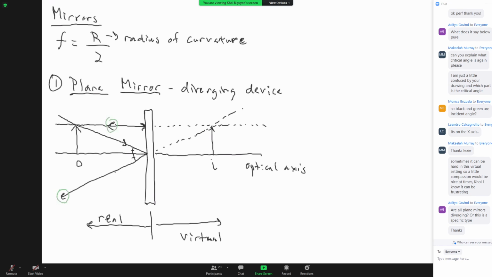Correct. Real images are created from real rays intersecting, not these extrapolated rays that intersect behind the mirror. So extrapolated rays, virtual rays, so to speak, will create virtual images.